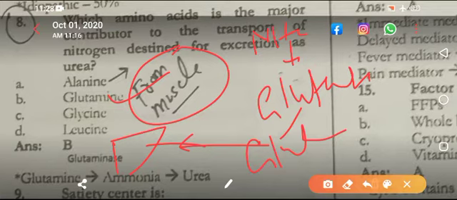And if the question says, from the muscle, which amino acid is the transporter of nitrogen, then the answer is alanine. From most of the tissues it is glutamine, except the muscle. From the muscle, it is alanine. If asked which enzyme is used, the answer is ALT, alanine aminotransferase. Alanine is used.